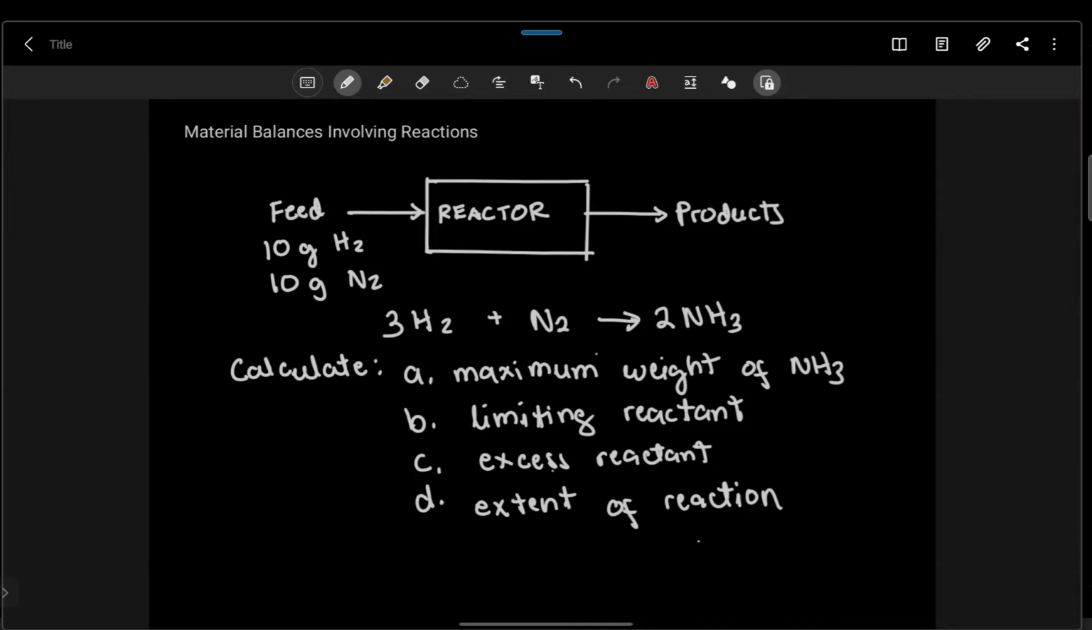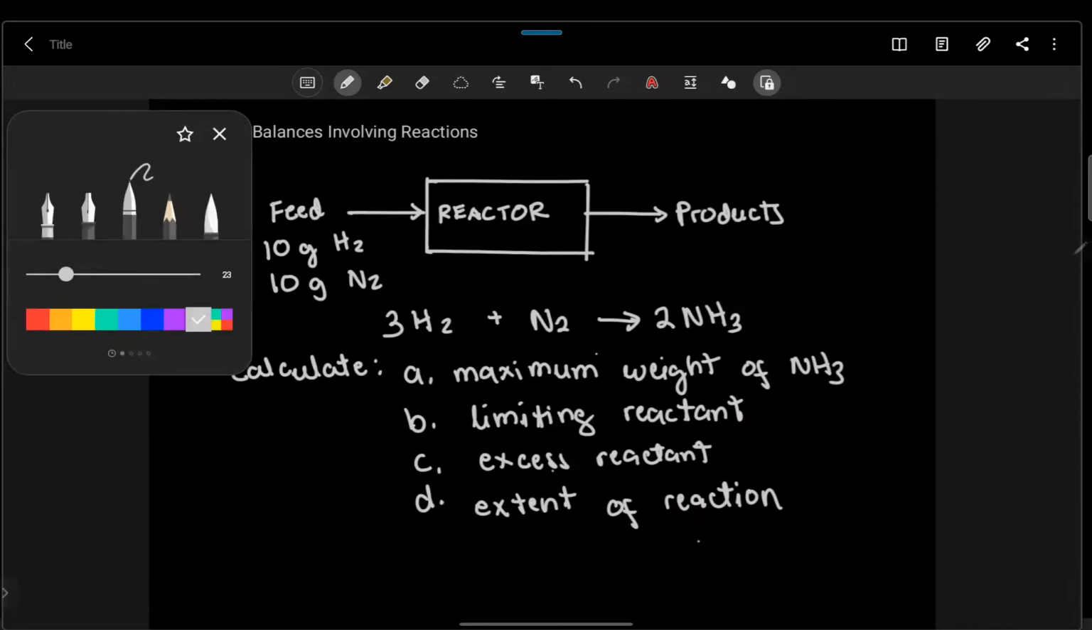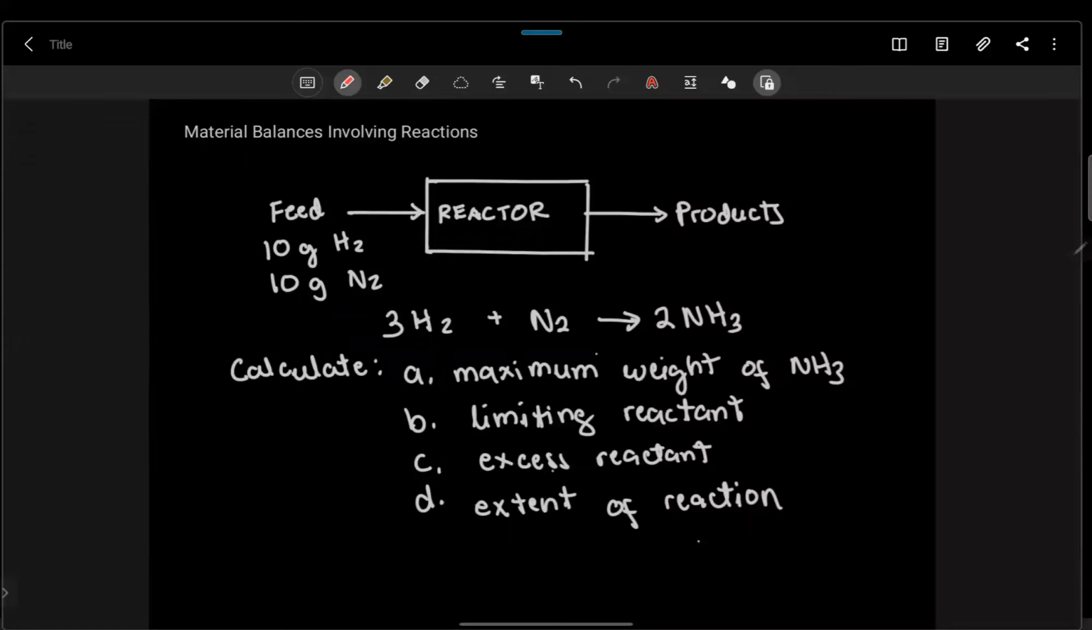and 10 grams of nitrogen. So here we have the reaction, which is the formation of ammonia. Okay? So, what will be the products? Of course, we have ammonia. Okay, so let's write that down.